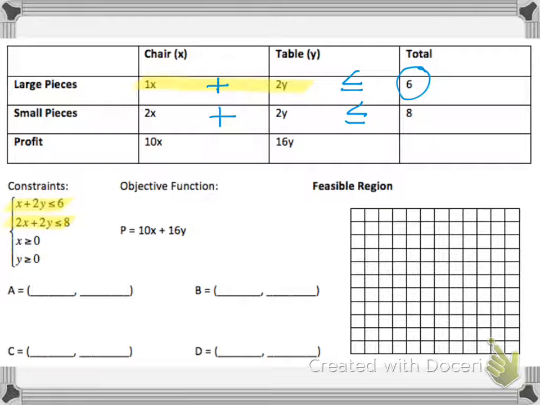Now, the reason we have these last 2 constraints of x is greater than or equal to 0 and y is greater than or equal to 0 is because we cannot have a negative number of tables and chairs. It doesn't make sense to have a negative. We could have 0 chairs or 0 tables, but we cannot have a negative value here. Because what would it mean to have a negative value for a number of tables or a number of chairs?